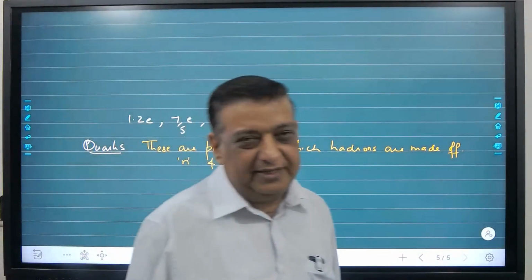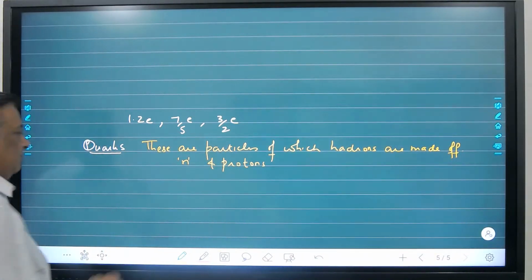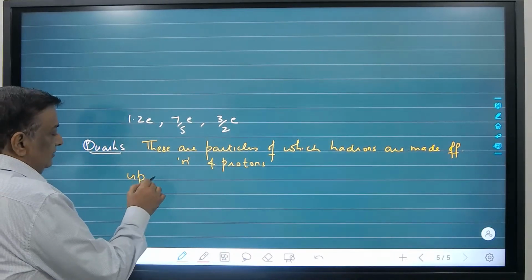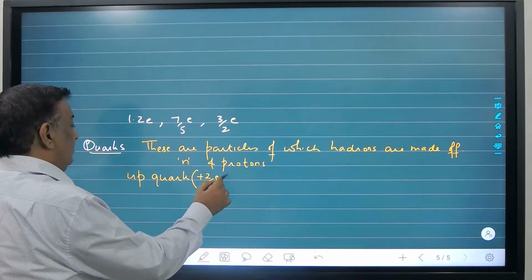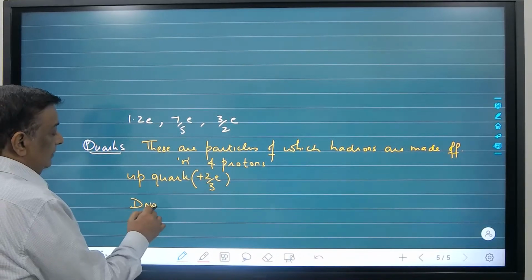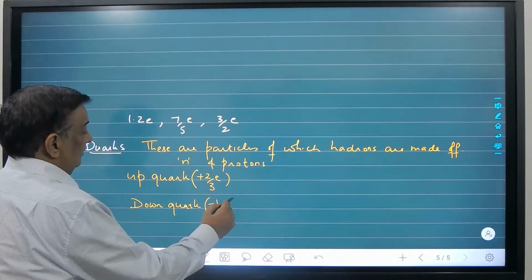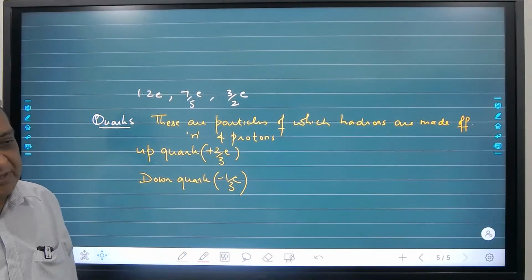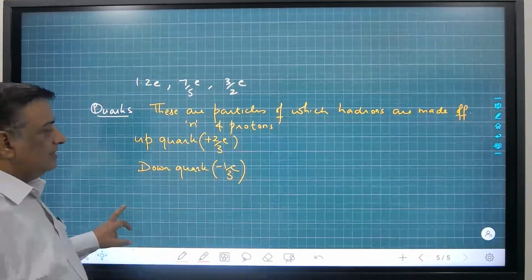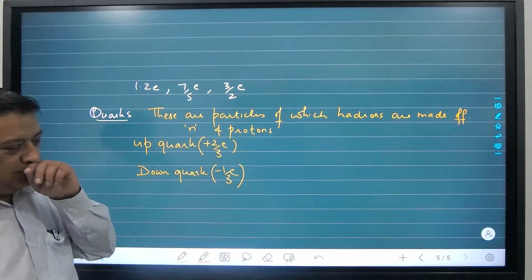Quarks exist in six varieties: up, down, top, bottom, strange, and charm. These are again the names. But if we just focus on two at present, the up quark has a charge of plus 2 by 3, and the down quark has a charge of minus 1 by 3. Now, we just stated that quantization implies that charge cannot be in fractions. But here the charge is in fractions, 2 by 3 and minus 1 by 3.